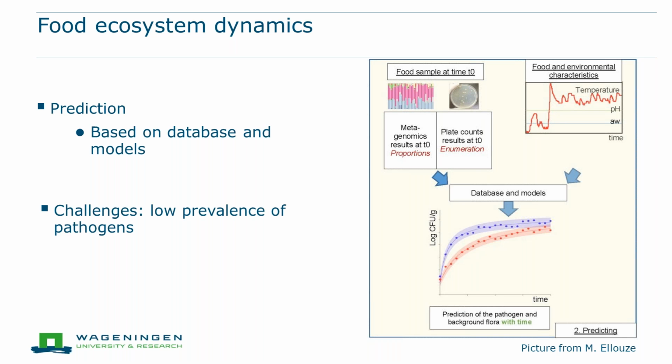But the prevalence of pathogens in food is low. And of course, this makes it very challenging to also collect metagenomic data, including the pathogen. And Luca will also address this in his talk. But this approach is not only relevant for food safety, but also for food quality, and thereby more focusing on the dynamics of dominant spoilage organisms in the food.